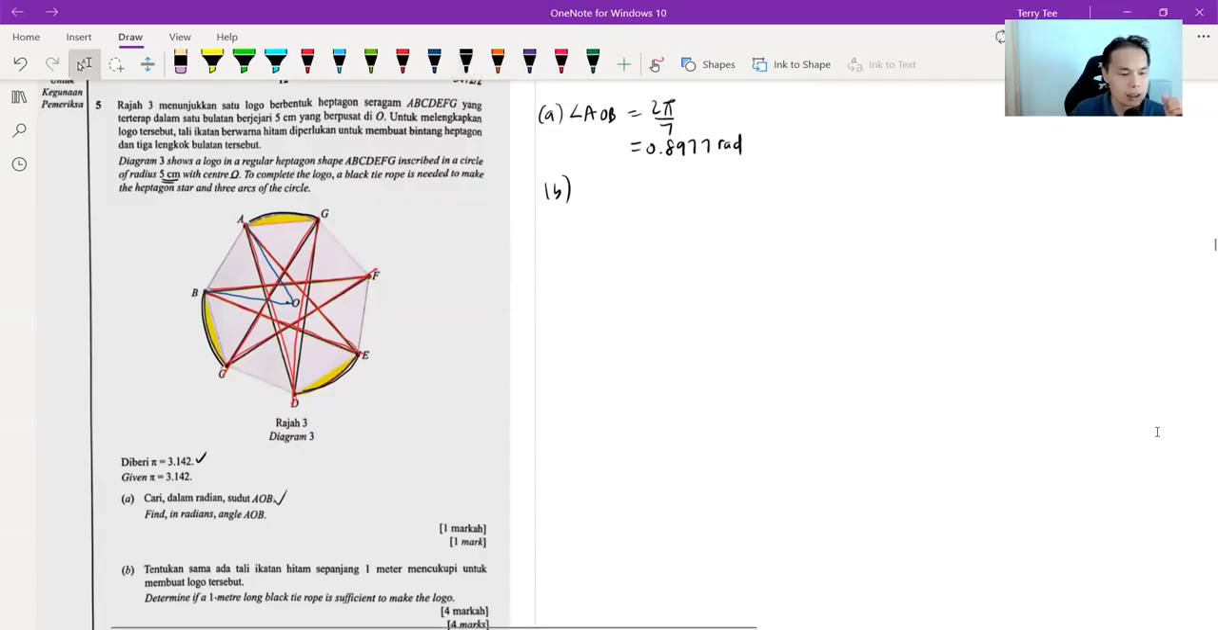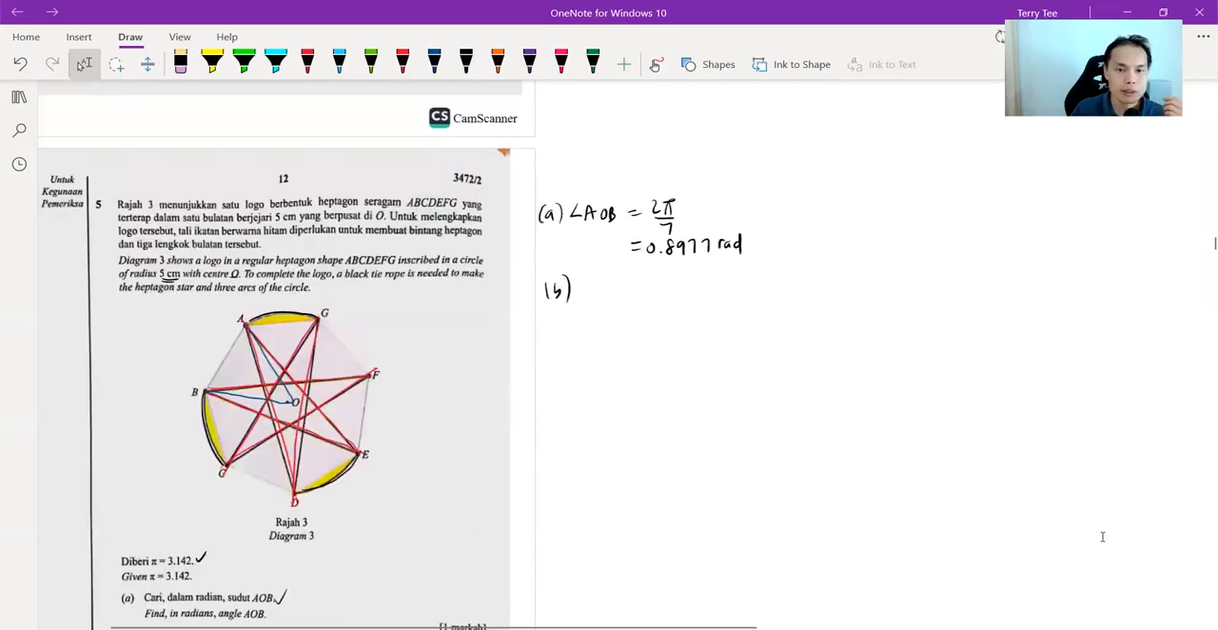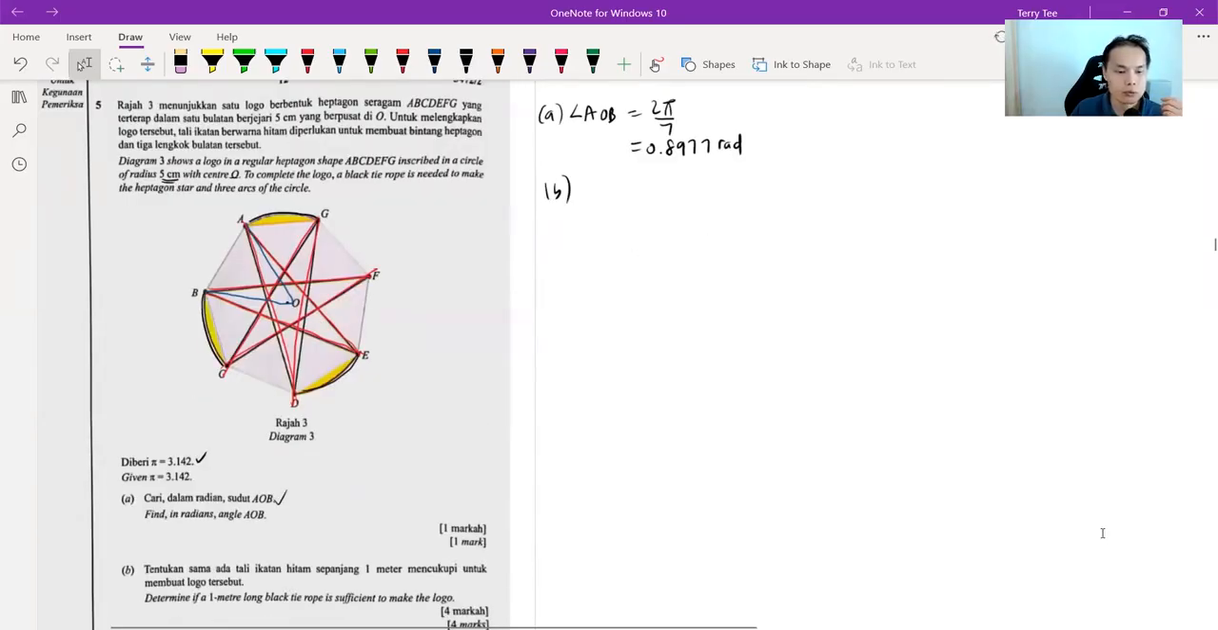Next, part B, I hope you can see this. Determine whether a 1 meter black rope is sufficient to make the logo. I don't have a lot of space here, I hope you can see. I need to calculate the length of the rope. Just now I've already shown you there are 7 lines and 3 arcs. For the length of the line, let's say we focus on AOD.